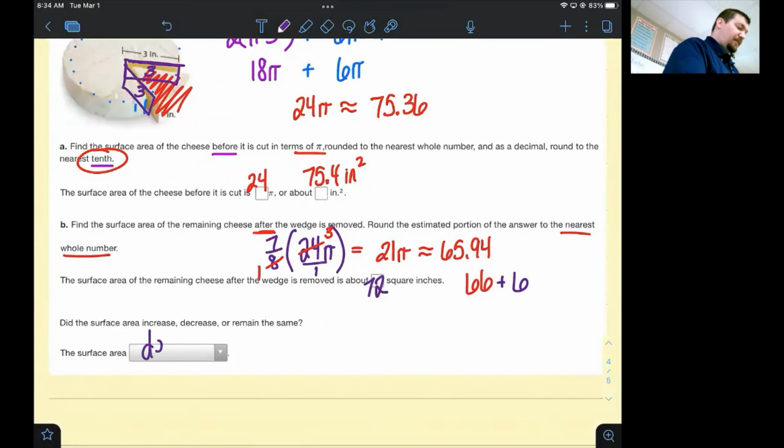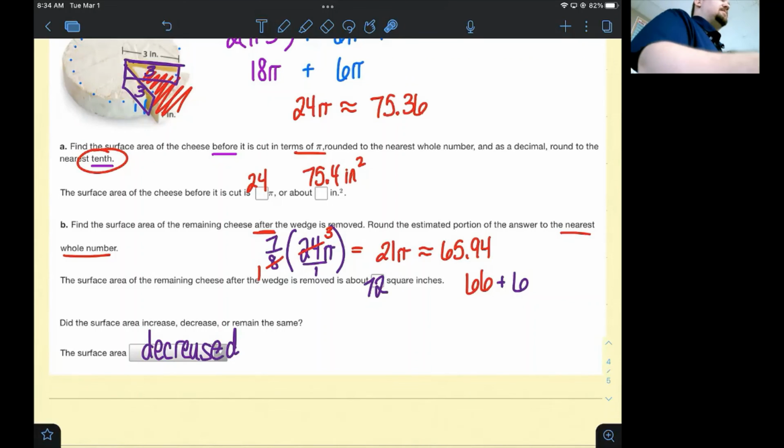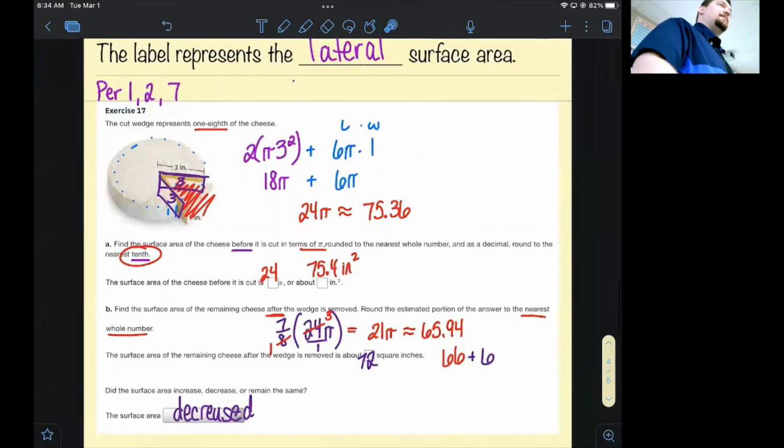So obviously the surface area decreased from 75.4 up here to 72. But did it decrease as much as you thought it may have? Probably not. Because by having to add the extra 6 in for those 2 rectangular surfaces that weren't there before, it actually only lowers the surface area by about 3.4, which is crazy. You take 1/8 of the cheese wheel away. Now, if we were talking about volume, yes, 1/8 of the cheese is missing. But on the surface, there are more surfaces that were created by doing that. All right, that was number 17.